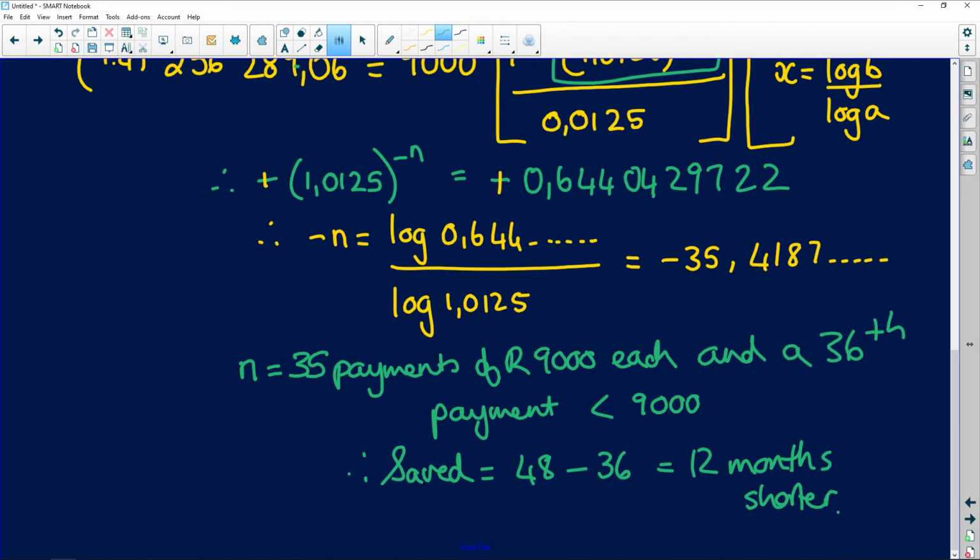So there was 12 months shorter, a whole full year. Instead of paying the 7,300, pay 9,000 a month, and you save a year of interest and you save a year on this loan, the period of the loan. Okay, we're not done yet. The last part is asking us, what is that final bit at the end? Okay, now let's have a look.